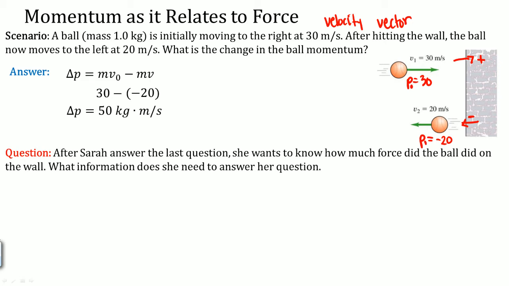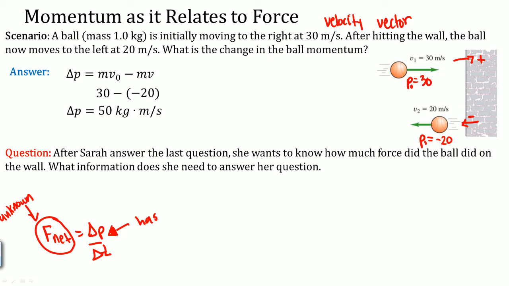So the question: Sarah, after reading this last question, wants to know how much force the ball did on the wall. What information does she need to answer her question? Well, we know from the last one that F net is equal to delta P over delta T. She wants to know force. So this is her question mark. She has this. Okay. So F net is her unknown.